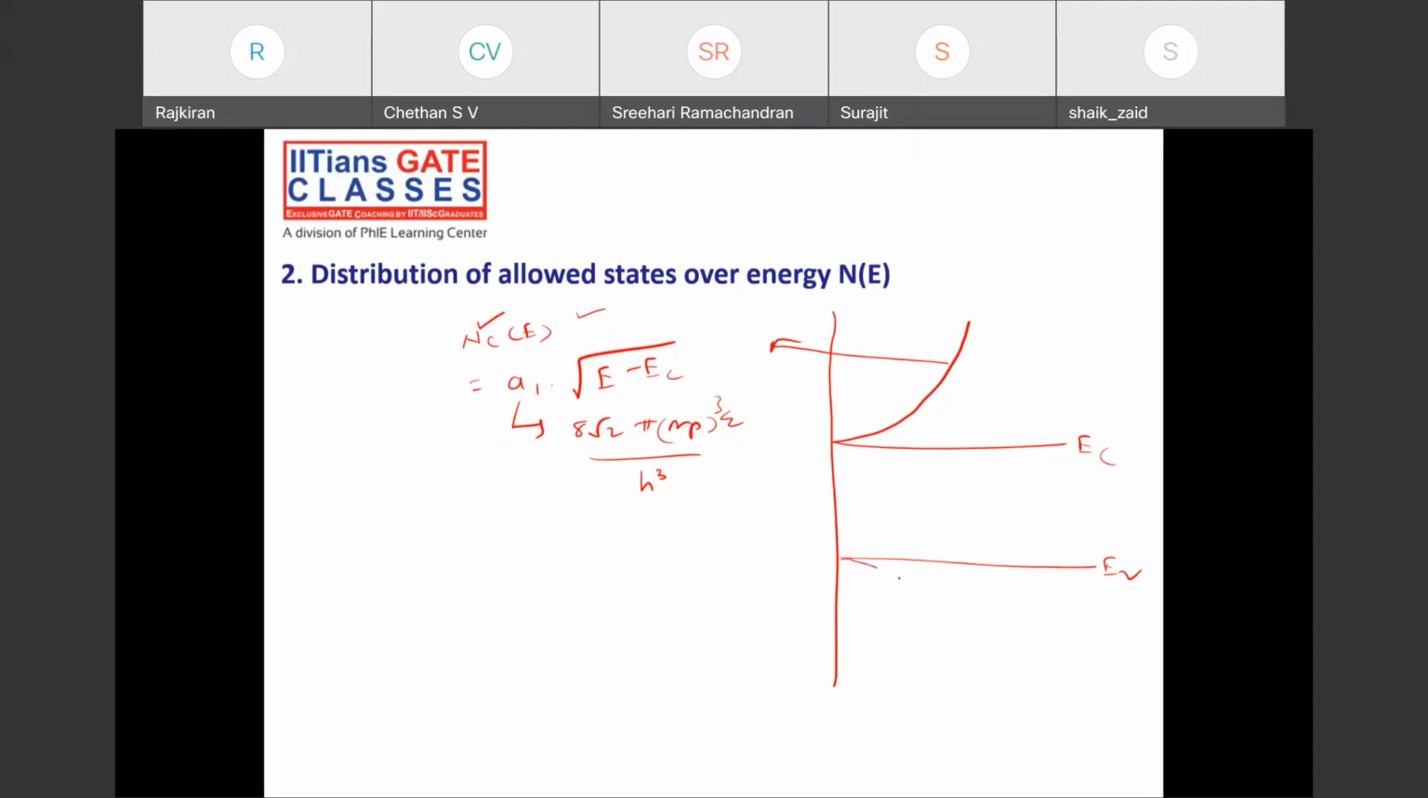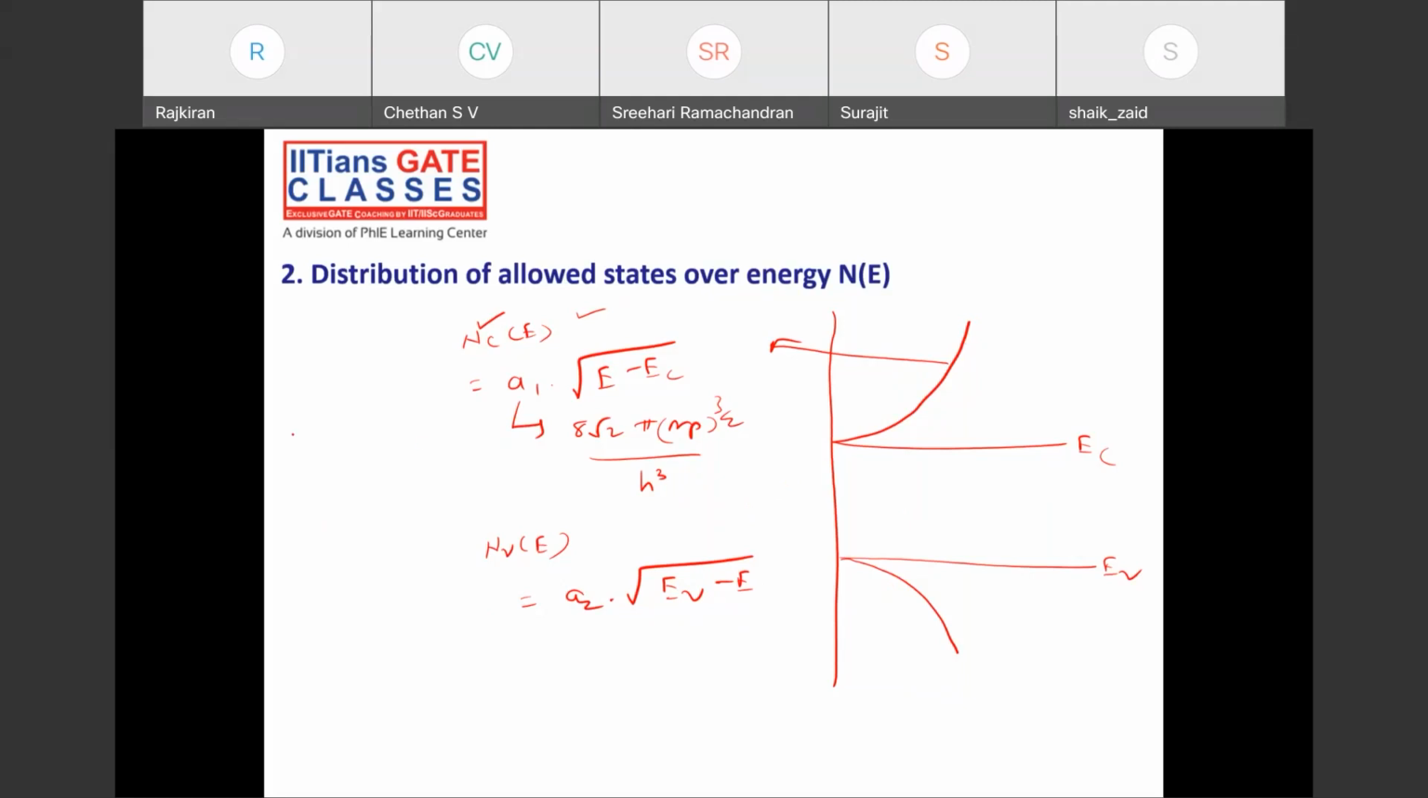And if I do the same thing in the valence band, I will get NV in the valence band as A2 into root over of EV minus E. So this distribution function in the conduction band and valence band is approximated in terms of a parabolic function. This is the summary of this. Is it clear to all of you? Yes, clear.